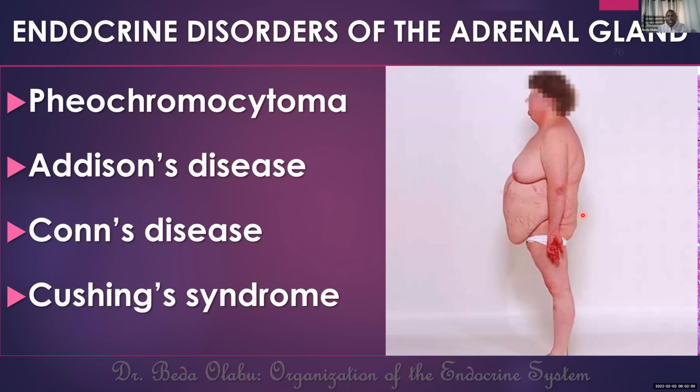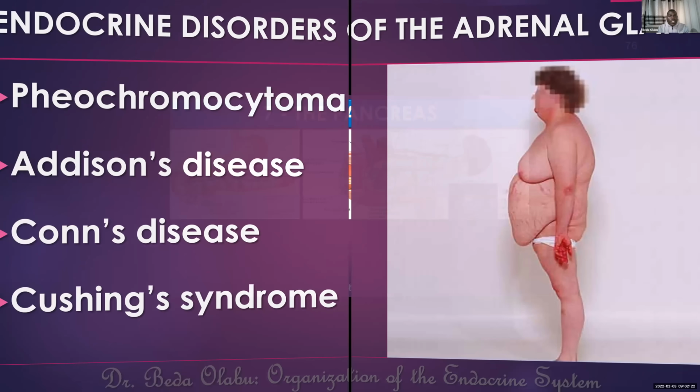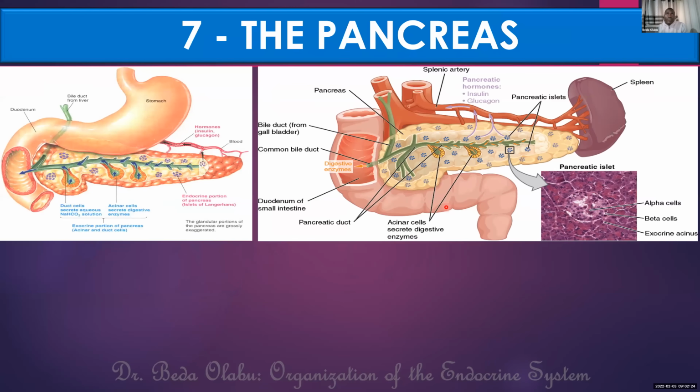The image you're seeing here is an image of a patient with Cushing syndrome. The hallmark is that they have abnormal fat deposition. As you can see, fat is deposited there and perhaps there, and not there where you may want it to be. Right, that is the adrenal gland.